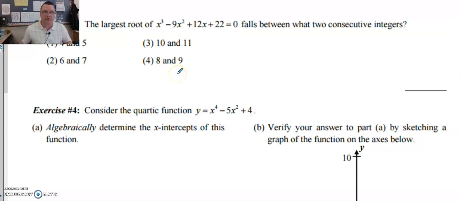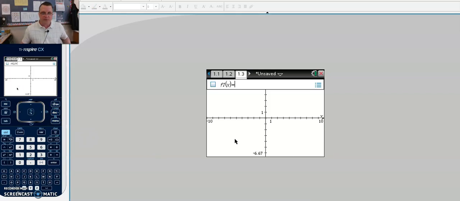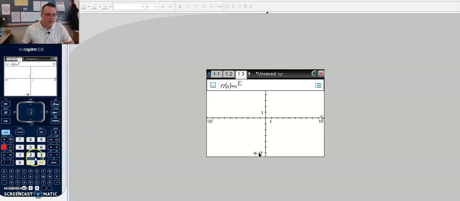Exercise 3: the largest root falls between what 2 consecutive integers? So, menu 3 3 1, which I already showed you and we already know how to do, or you can graph it. If you went to the graph page, because some people, as we're doing these practice review packets, are asking, can I do it this way? Of course, there's more than one way to do these problems.